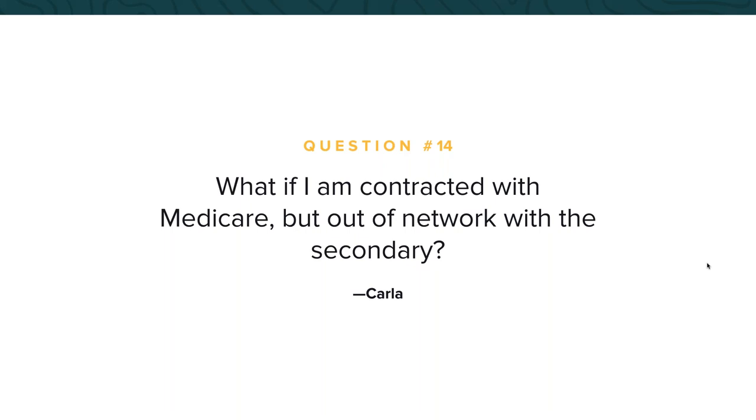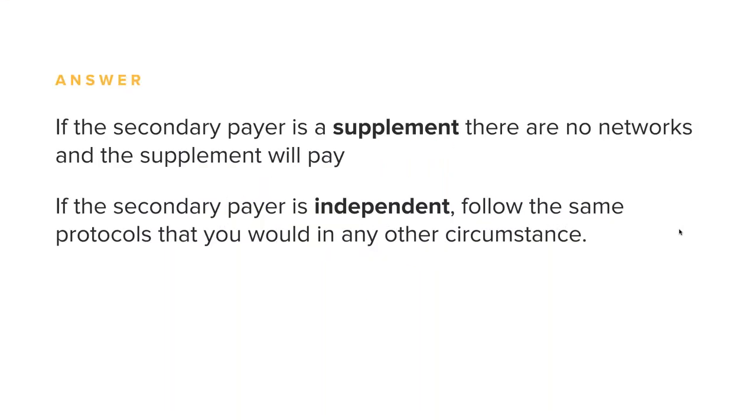So what if I am contracted with Medicare, but I am out of network with the secondary? Okay, so again, I'll reiterate, it is important to understand whether your secondary payer is a supplement, because if it's a supplement, you don't have to worry about that. Just file the claim, or in a lot of cases, Medicare will cross it over, but if not, then just file the claim and they'll pay. And if the secondary payer is independent, then you would follow the same protocol that we've already talked about, just like anything else, file the claim. The way it will work is based on that secondary payer's language regarding how this secondary plan is going to behave when Medicare is primary.